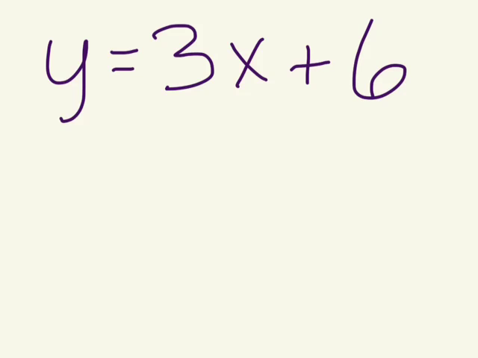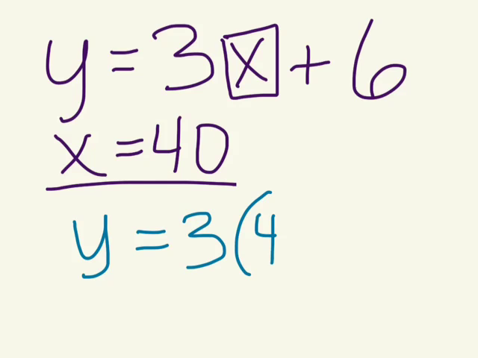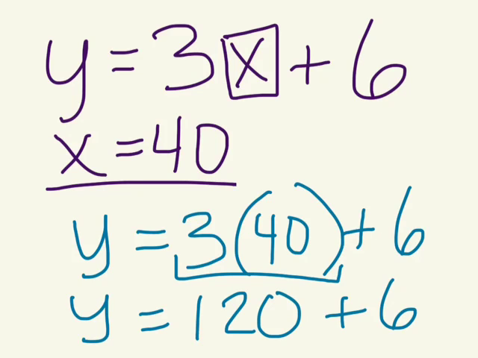And I'm going to tell you that one of the variables, x, is equal to 40. Now, since I know that x actually has a value of 40, I do not need to put the x there. I can substitute the value 40. So now I'll put y equals 3, not the x, I'm going to put 40 times 40 plus 6. And now I solve my parentheses first. Y equals 120 plus 6.